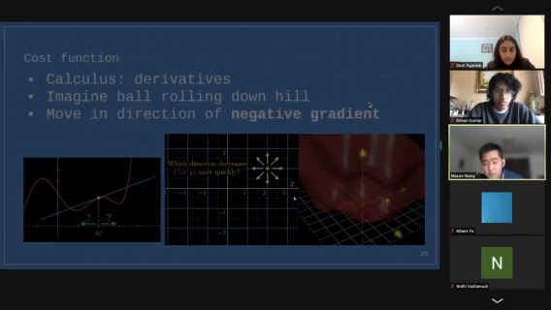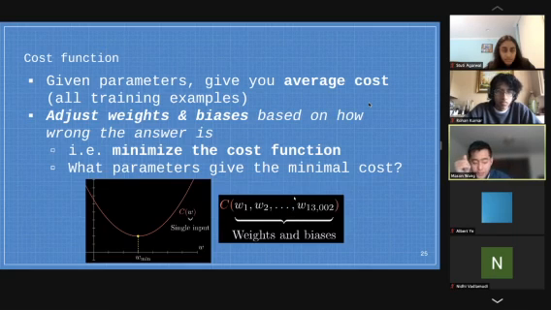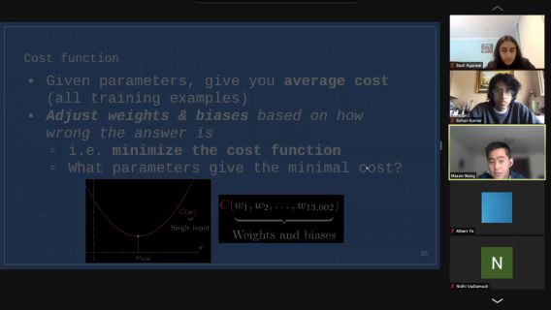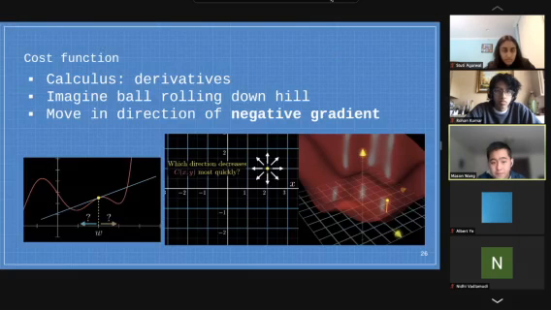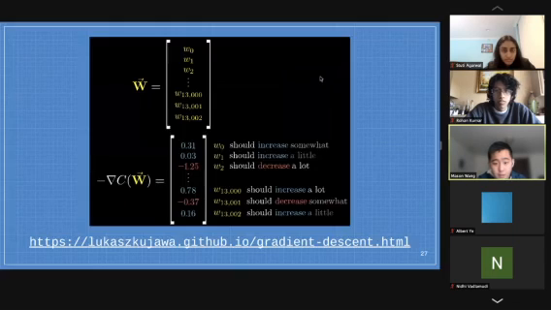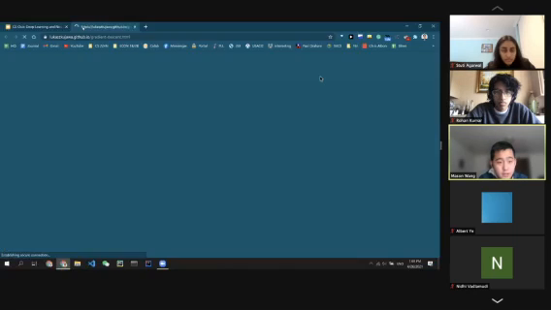And the difference between these examples and what we're actually dealing with is that there's just a lot more parameters. So there's a 13,000 dimensional space. But the idea is still the same. You're trying to go in the direction of the negative gradient. And here is a good demonstration.